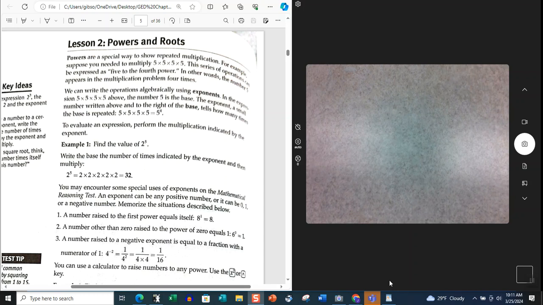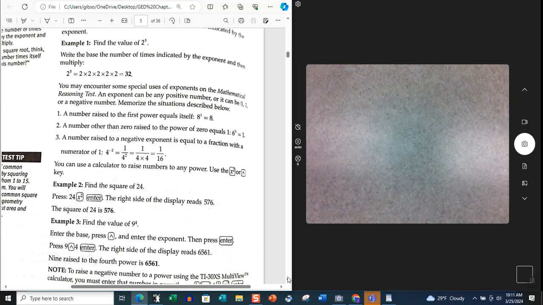algebraically using exponents. In the expression 5 times 5 times 5 times 5, above, the number 5 is the base. The exponent is a small number written above and to the right of the base. It tells how many times the base is repeated. So when you multiply 5 4 times, you end up with 5 to the 4th power. To evaluate an expression, perform the multiplication indicated by the exponent.